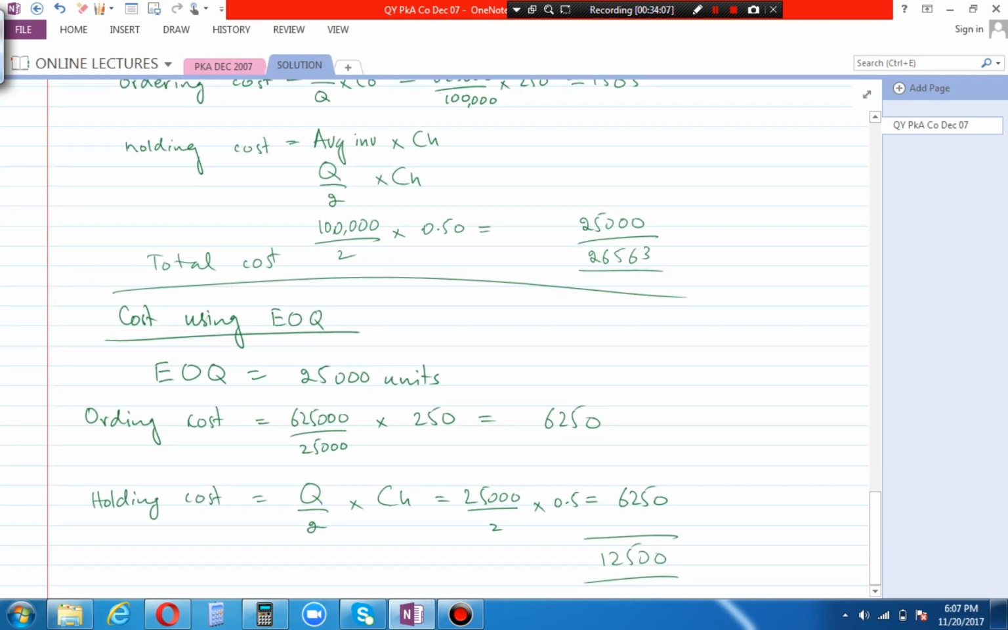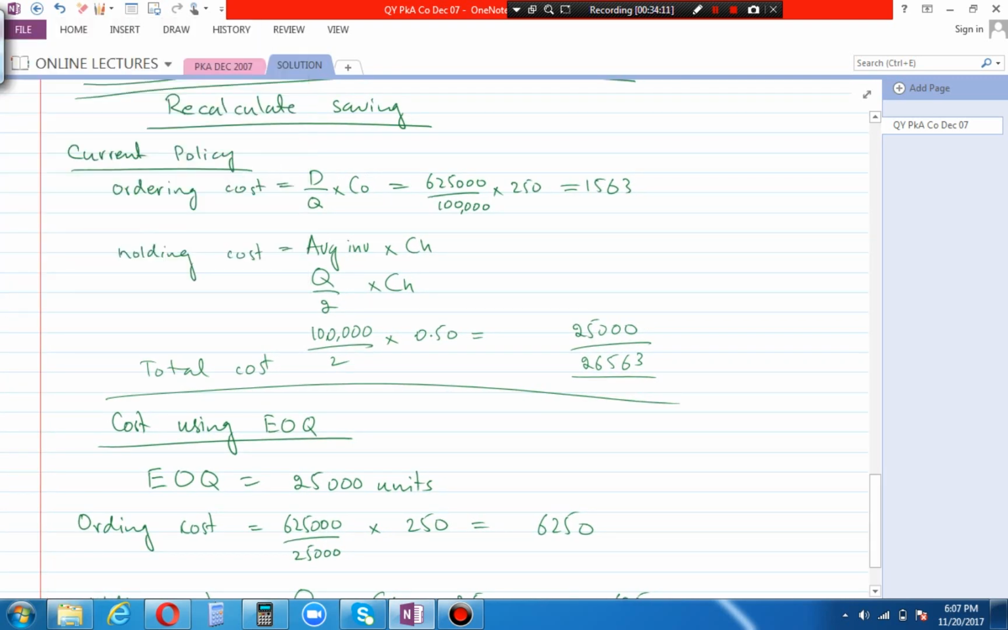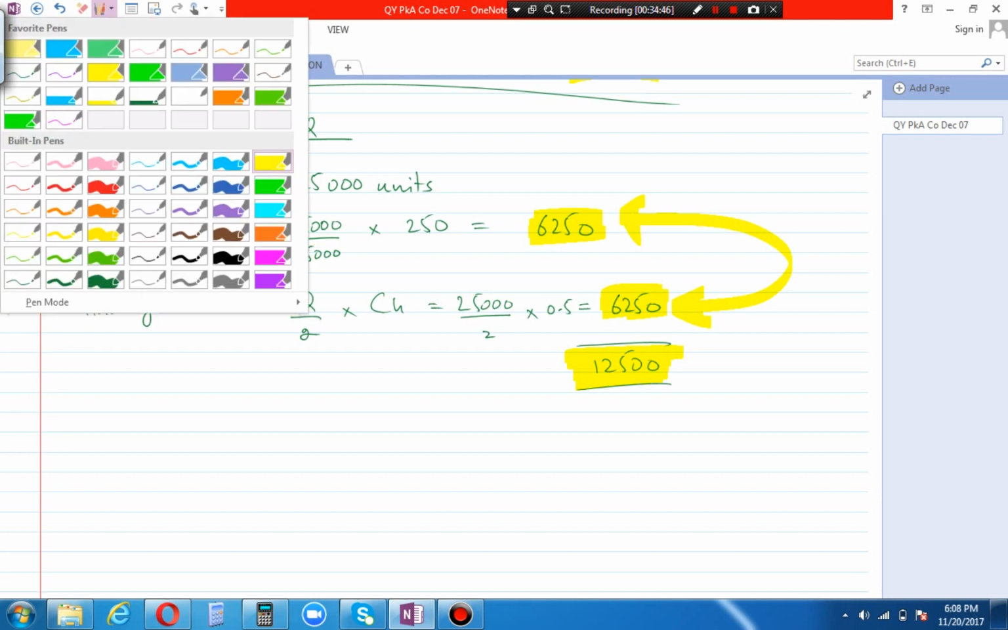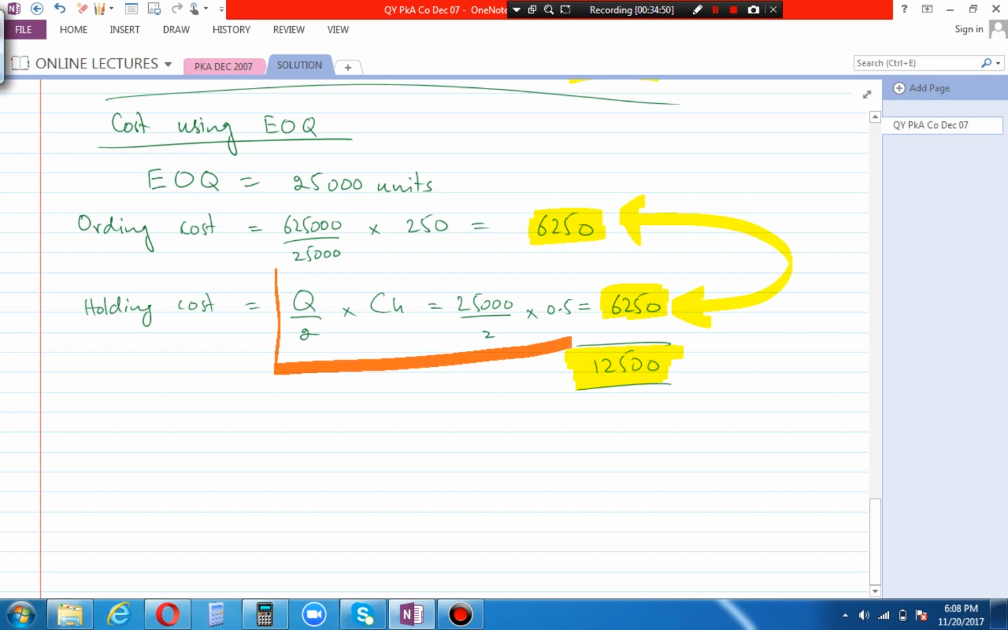And the other point that I want you to see is that when you don't have minimum inventory in the question, the ordering cost and holding cost under economic order quantity are the same. You notice ordering cost and holding cost are the same, and this will be like this when you don't have minimum inventory in the question. So if you wanted, maybe you could skip this part of the calculation also and write 6250 directly, because in economic order quantity, holding cost and ordering cost would be the same when you don't have any minimum stock, right?